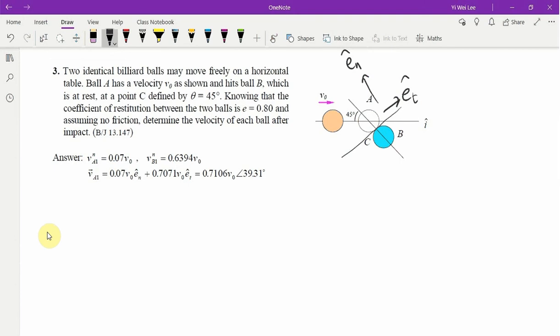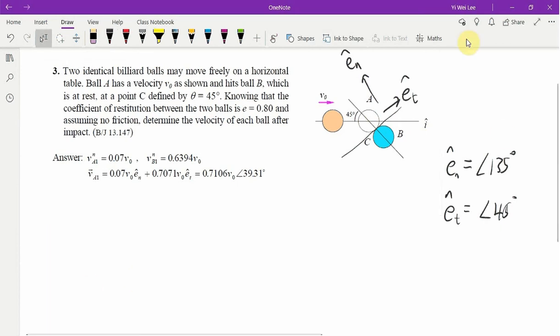And by some calculation, I can confidently say my EN, as a unit vector, is in the direction of 135 degrees. So it's 180 minus 45 degrees. So this direction here is my EN direction, and my ET direction is equal to 45 degrees. This is all basically very geometrical, and you can find it out yourself. ET is this direction, and EN is this direction here.